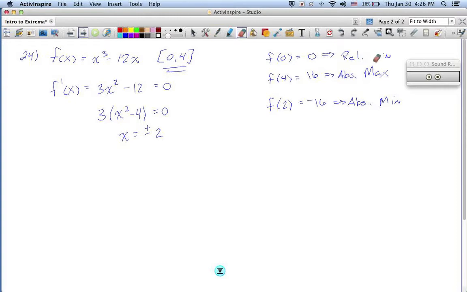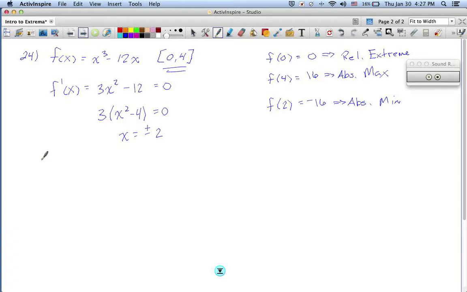Let me backtrack what I just said there. We don't know if it's a min or a max. We don't know what the graph is doing at that point yet. So we'll just call it a relative extreme for now. But again, that's why they're just asking you for absolute extrema right now. We're not quite at the stage where we can determine what kind of relative extreme it is.